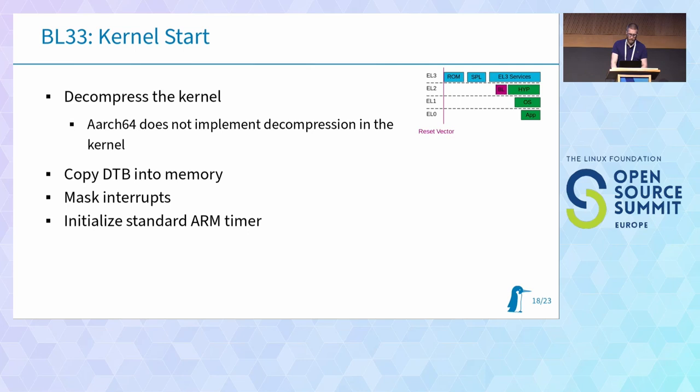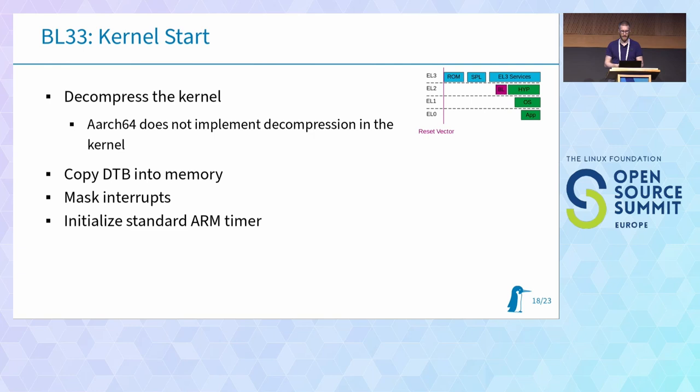Let's talk a bit about kernel start. So we are now in BL33 or in Barebox. What do we need to do to start our kernel? The first thing we need to do is decompress the kernel. In older ARM 32-bit systems, the kernel had an internal decompressor, which was called before the kernel was started. But for ARM 64, for simplicity, it was decided to move the decompression into the bootloader. So all modern bootloaders implement the usual decompression algorithms to decompress the kernel and then put it into a memory location, which is defined in the kernel header.